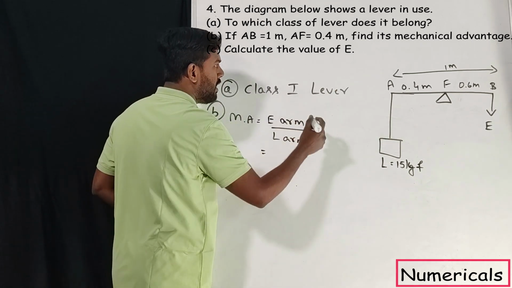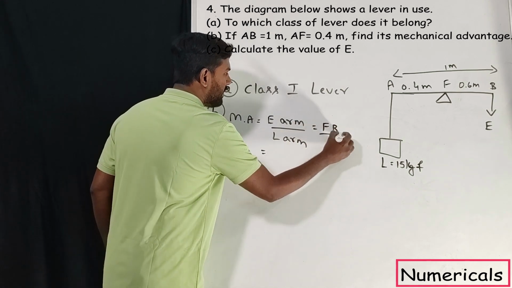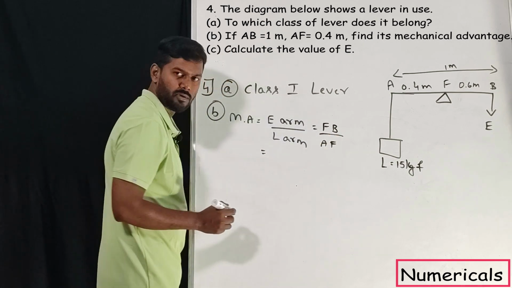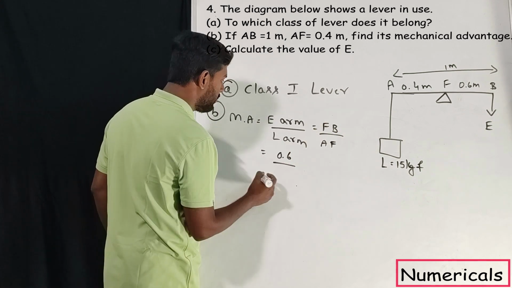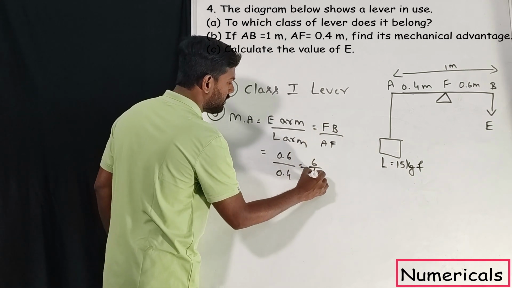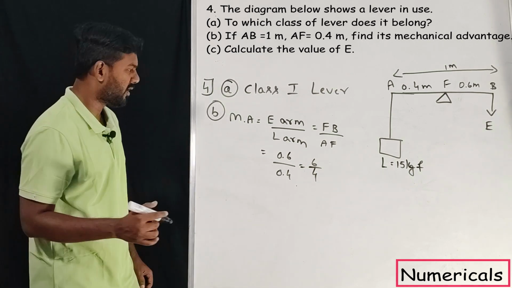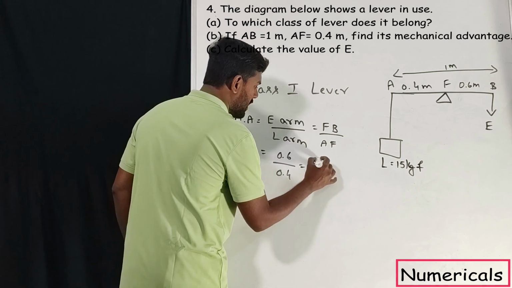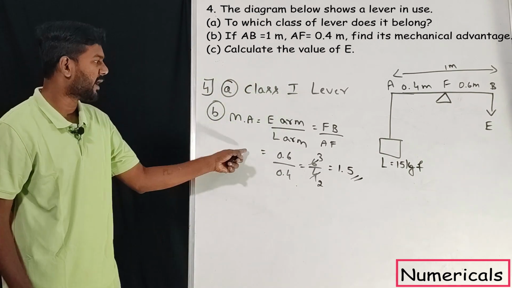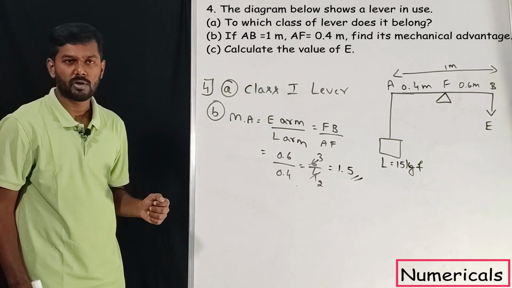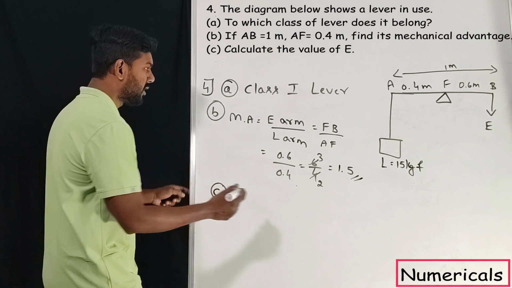What is effort arm? From B to F. Effort arm is nothing but F to B or B to F, anything is fine, and here A to F, correct? So F to B is 0.6 and F to A is 0.4. This is nothing but 6 by 4. See, basic mathematics skills you should have to solve the numericals faster. So this will be 3 by 2, which is nothing but 1.5, correct? Mechanical advantage, what is the unit? No unit. Now once we find the mechanical advantage, it is easy to find effort because load is given.